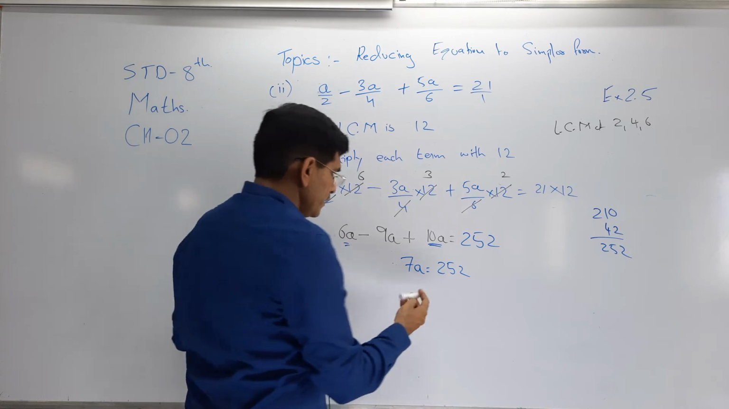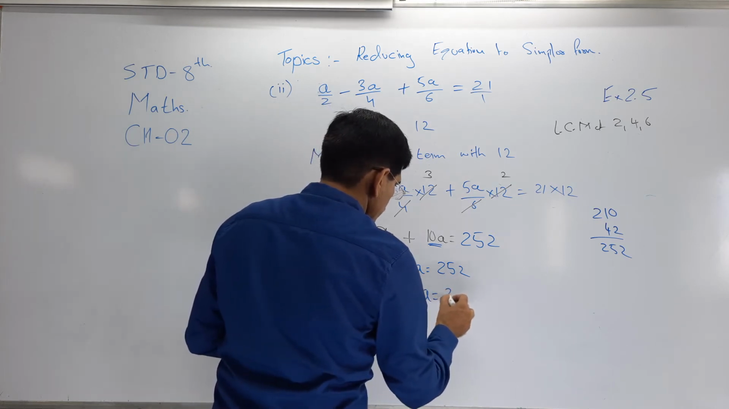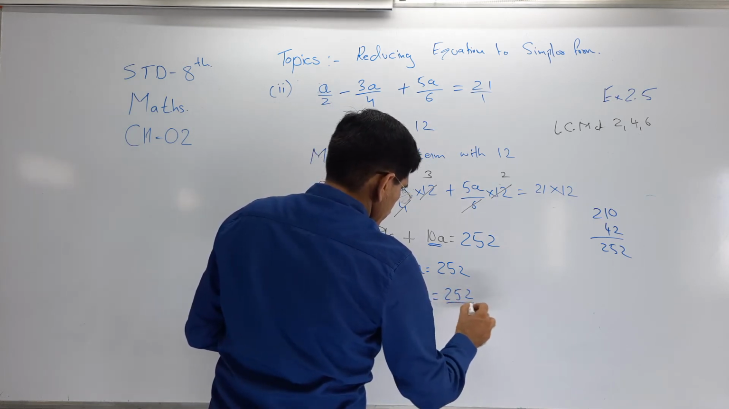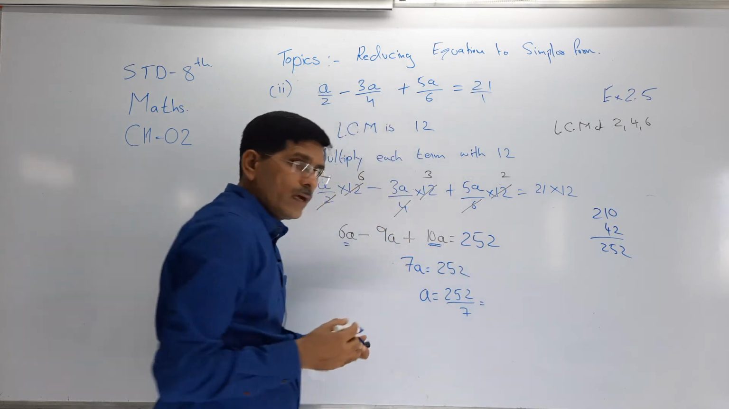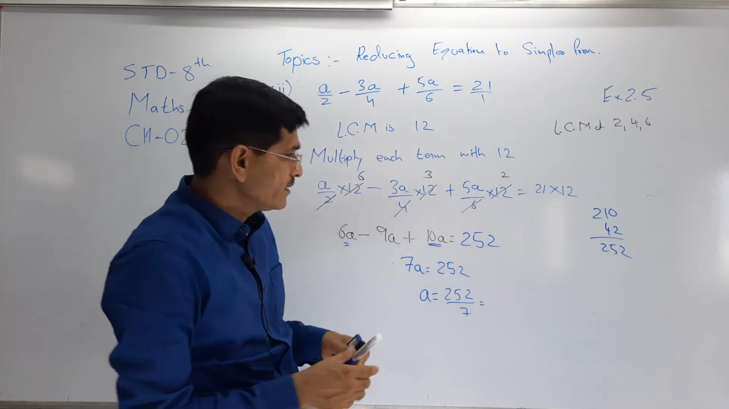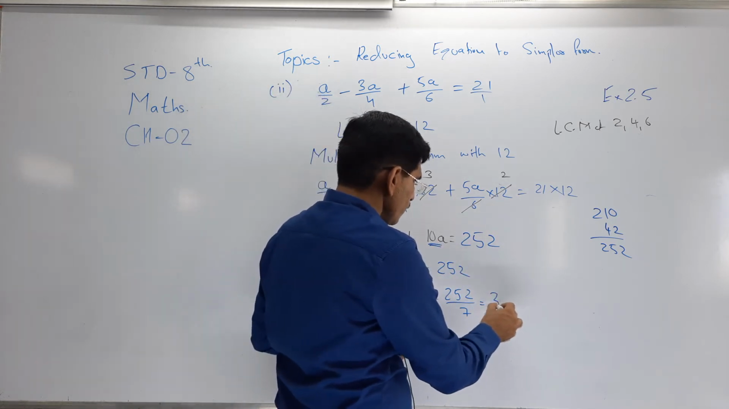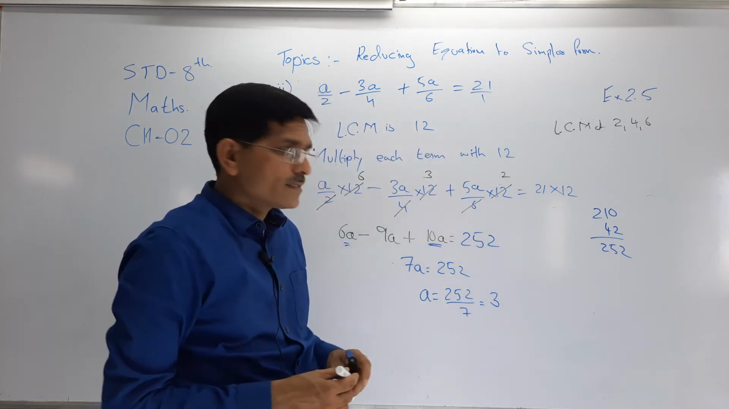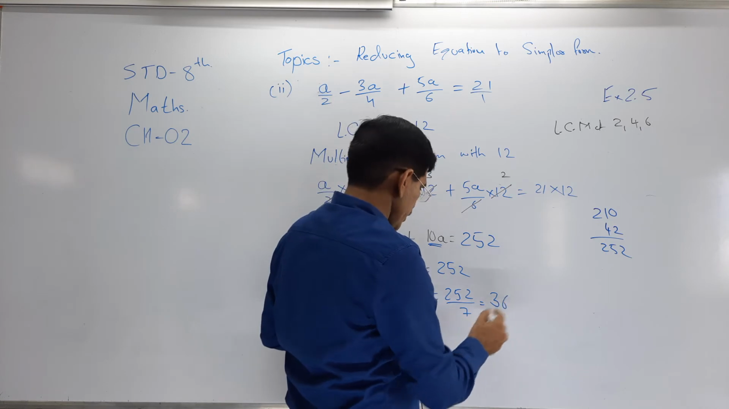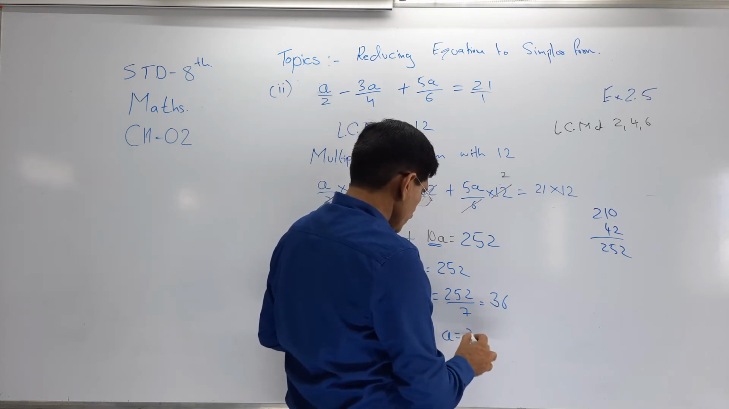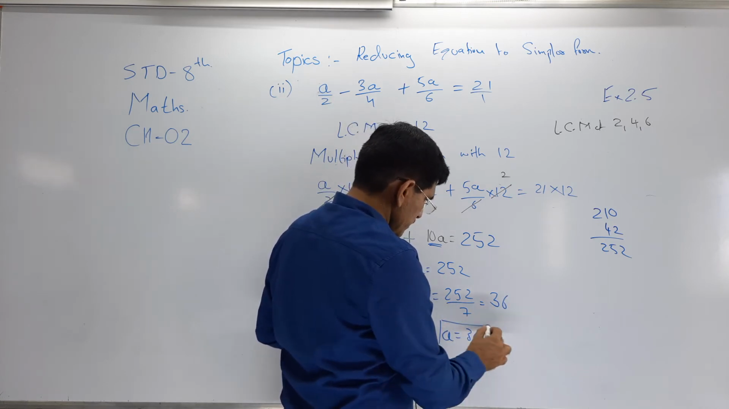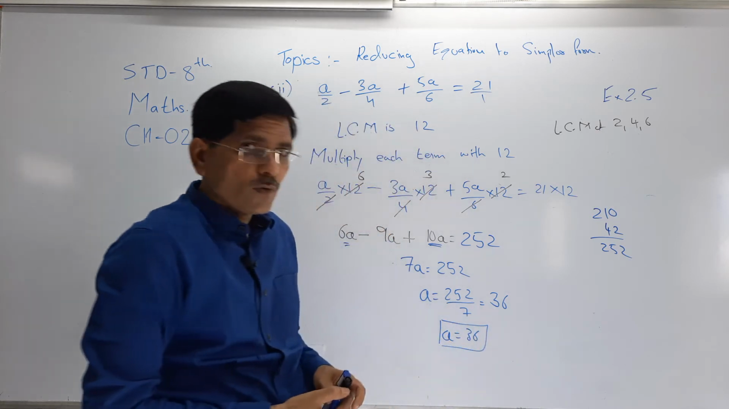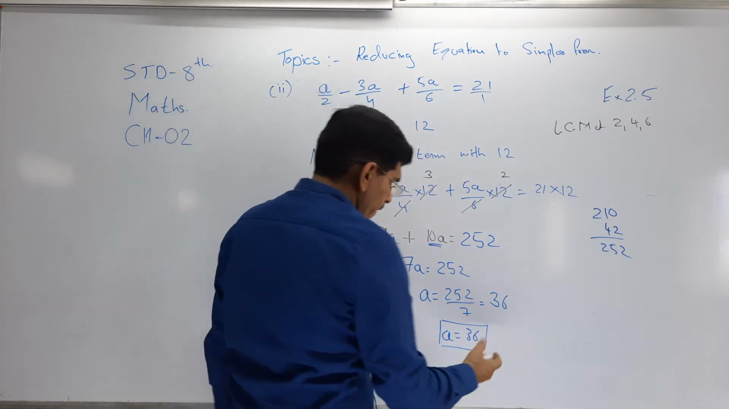Now a is equal to 252 by 7. 7 3s are 21, 42, 7 6s are 42. So a is equal to 36. This is the answer.